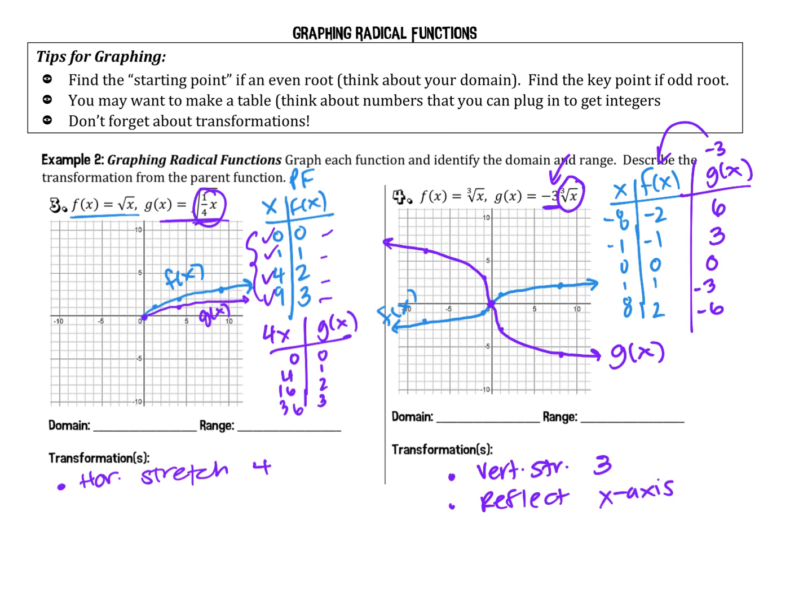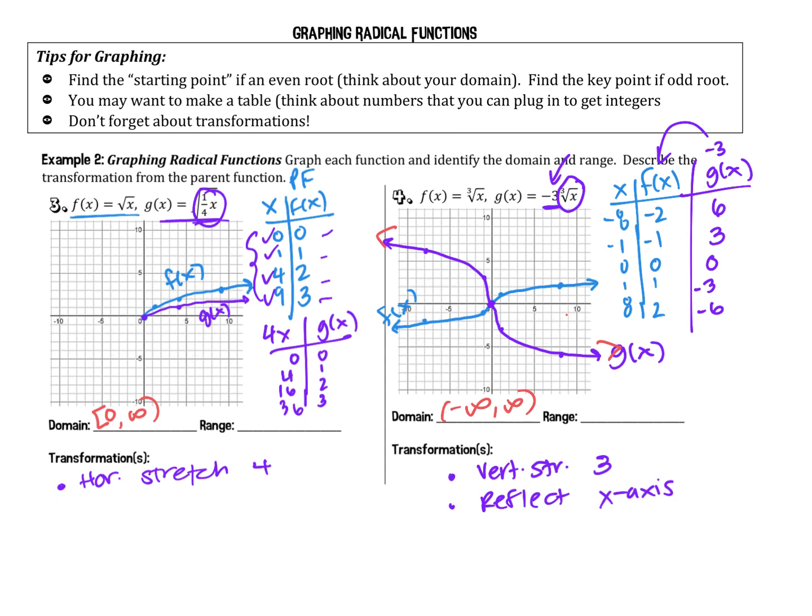The domain on number 3, well, the domain always is talking about what's going on with our x's. So looking at my purple graph, the smallest x ever is 0. And then it goes forever to the right. So my domain is going to be 0 to infinity, including 0. X is allowed to be 0. If we look at number 4, my graph is going forever to the left and forever to the right, which means my domain is all real numbers, -infinity to infinity.